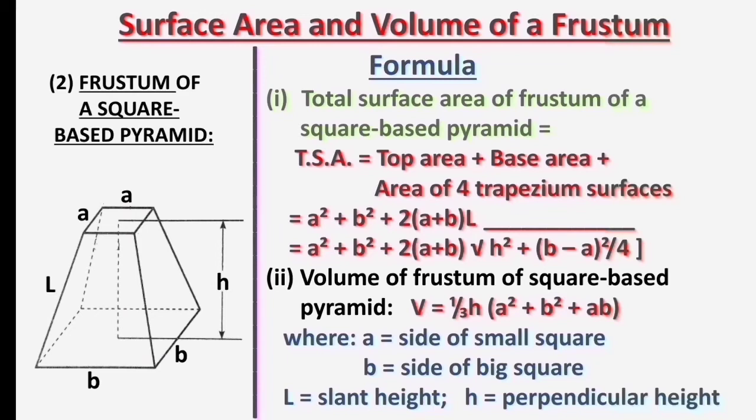From the diagram displayed here, a represents the side of the small square, b represents the side of the big square, L represents the slant height, while H represents the perpendicular height. Please take note of these formulas.